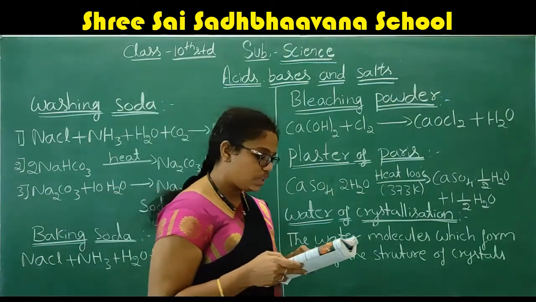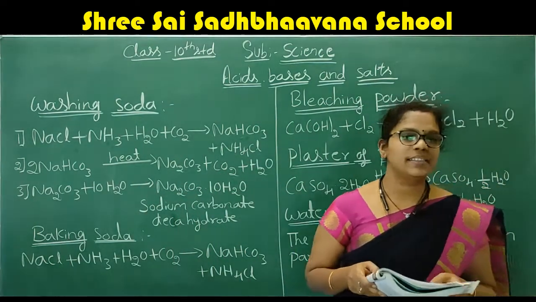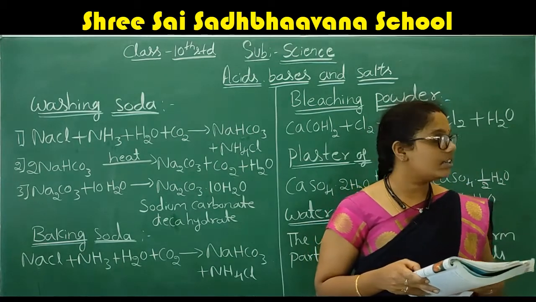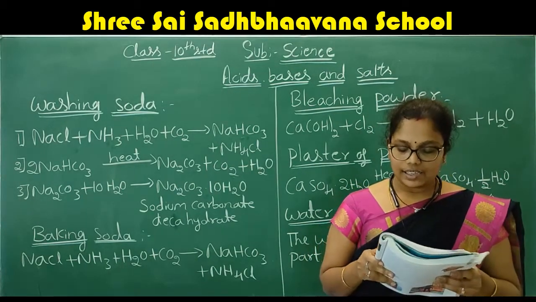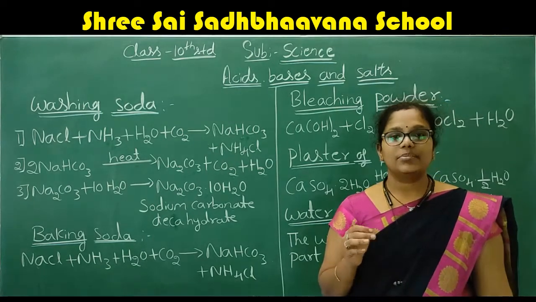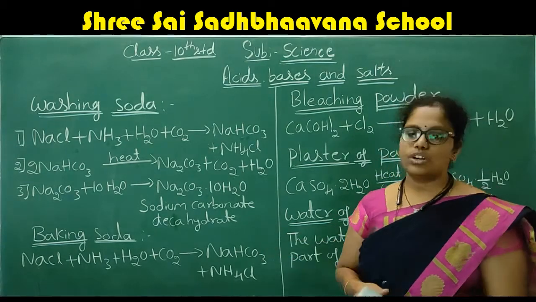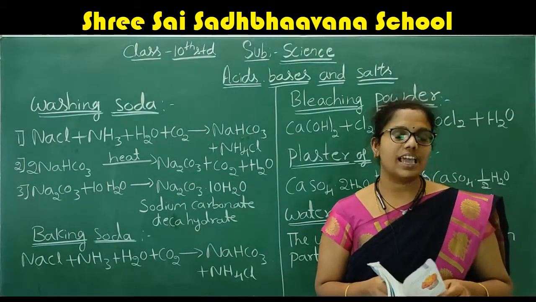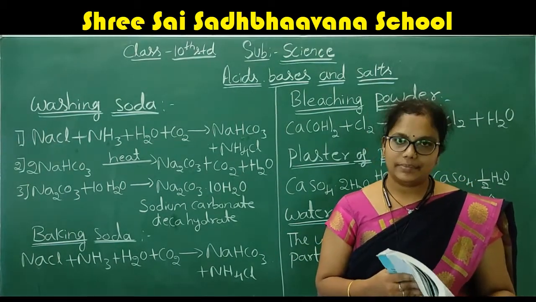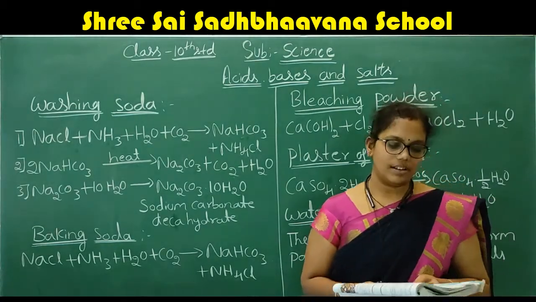Next point, sodium hydrogen carbonate is a mild, non-corrosive base. And the solution of sodium hydrogen carbonate in water is mildly alkaline. That means it is basic. When you add baking soda to water, it shows the characteristics of a base. This is all about baking soda.